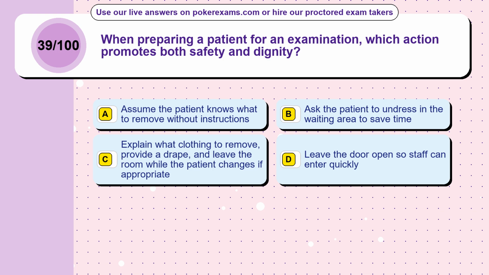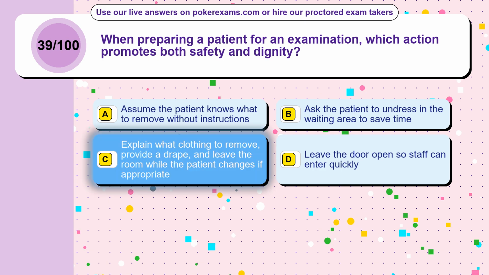Question 39. When preparing a patient for an examination, which action promotes both safety and dignity? Option A, assume the patient knows what to remove without instructions. Option B, ask the patient to undress in the waiting area to save time. Option C, explain what clothing to remove, provide a drape, and leave the room while the patient changes if appropriate. Option D, leave the door open so staff can enter quickly.